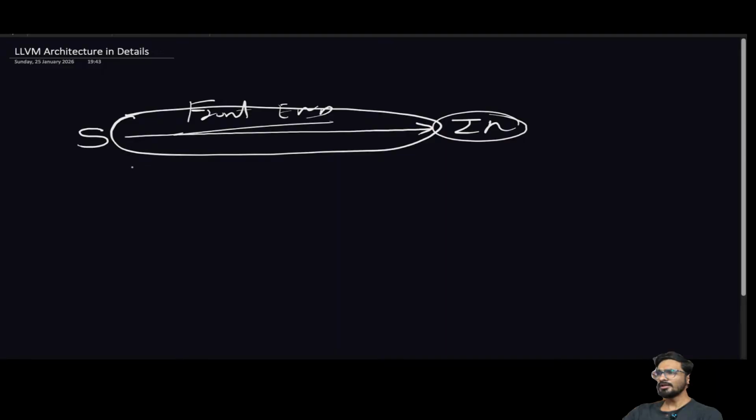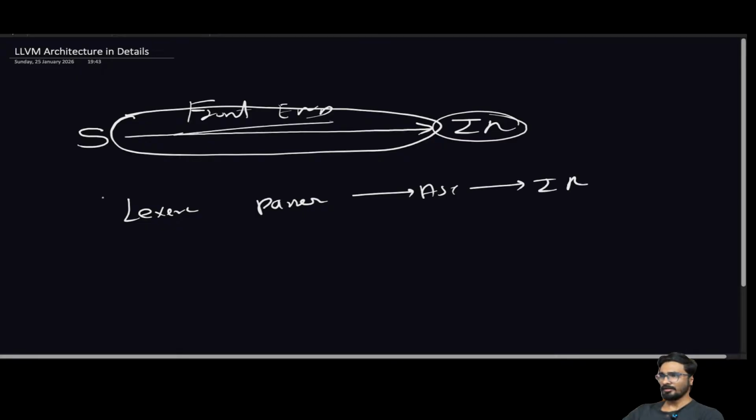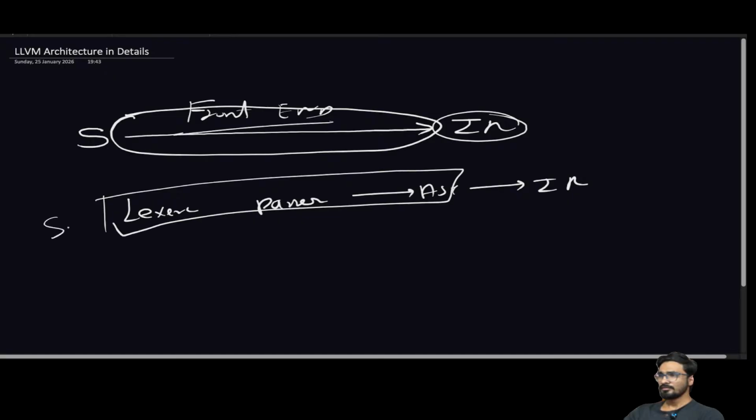The front end now works in 3 steps. Lexer is there, then parser is there, then from there AST is generated, then from that AST we generate the IR. This is the complete flow of a front end. And now I will again divide front end into 2 parts.